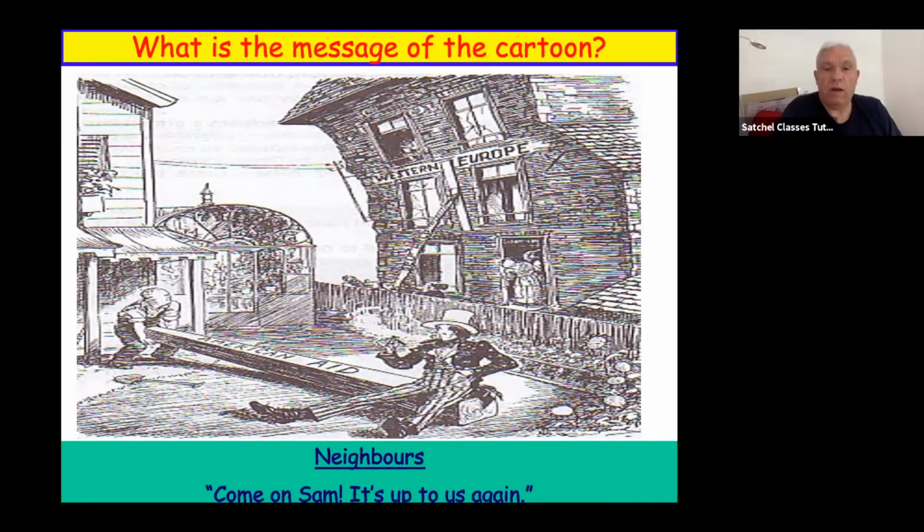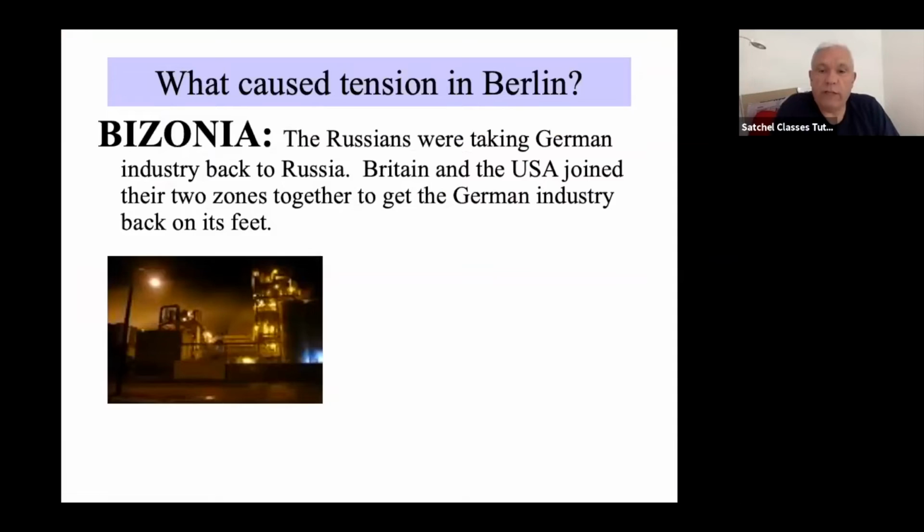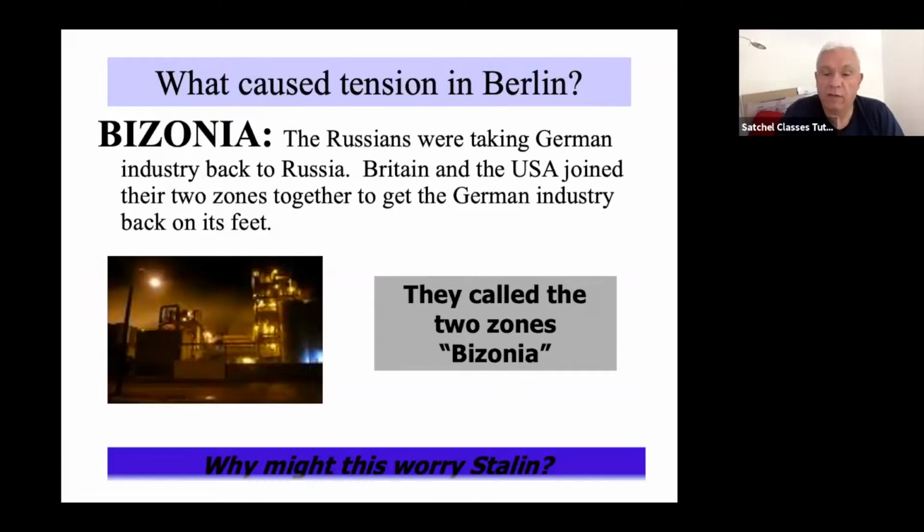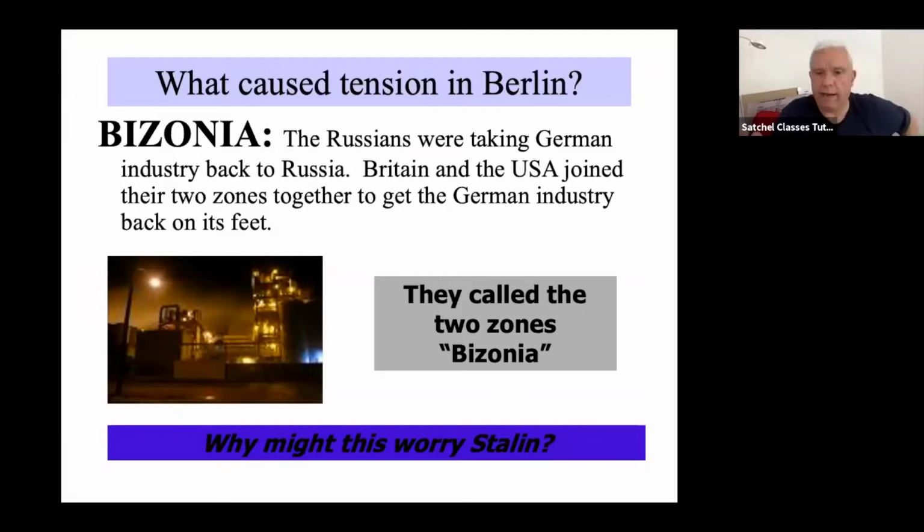So now, what caused tension in Berlin, especially, about what we're talking about today? The Russians were taking German industry back to Russia. They were stripping German industry. Britain and the USA joined 2 zones to get it back on its feet. They called the 2 zones Bizonia. And this might worry Stalin, because he's thinking, hang on, they're getting stronger, and they're building it up, rather than destroying Germany, which he wanted to do.